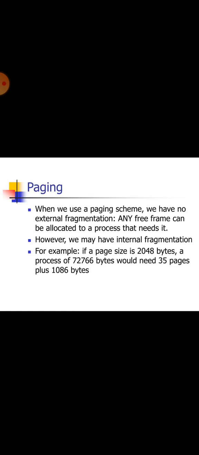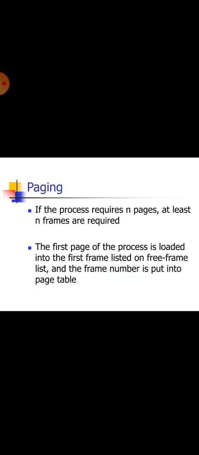For example, if the page size is 2048 bytes, a process of 72,766 bytes would need 35 pages plus 1086 bytes. If the process requires n pages, at least n frames are required. The first page of the process is loaded into the first frame listed on the free-frame list, and the frame number is put into the page table.